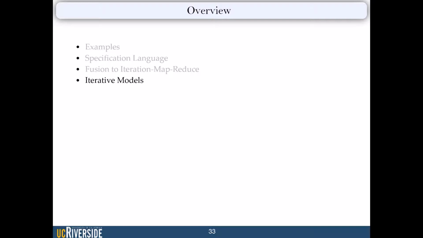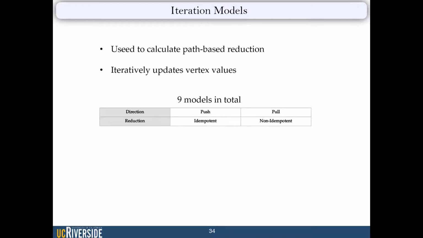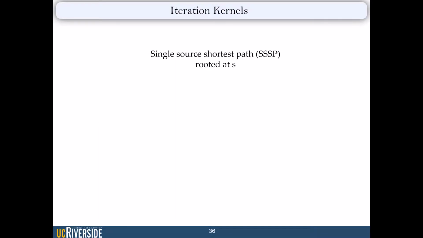Mapping and reduction over vertices can be implemented by a traversal over the vertices. Here we review iterative models. The iterative models are algorithms that calculate path-based reductions. In Grafs, we have formally modeled 9 variants of iterative models with different directions, reduction functions, and synchrony types. All these models are parametric in terms of graph analytics kernel functions. In Grafs, we have defined a high-level language for the kernels.